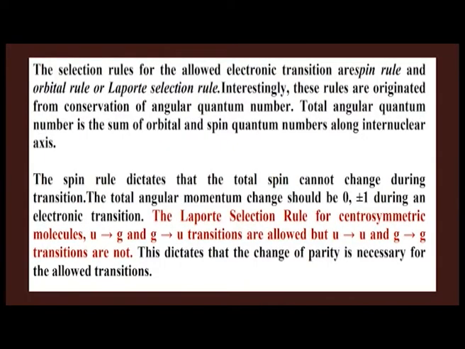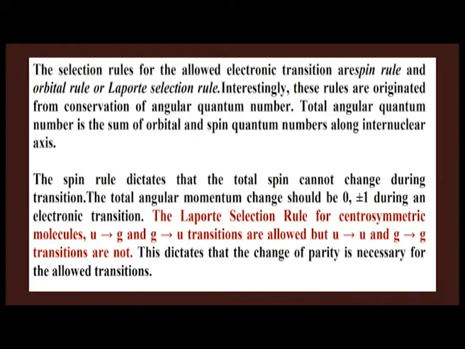All transitions are not allowed. There are some rules behind this. So let's discuss the selection rules. The selection rules for allowed transitions are the spin selection rule and the Laporte selection rule. Interestingly, these rules originate from conservation of angular quantum number. Total angular quantum number is the sum of orbital and spin quantum numbers along the internuclear axis. The spin rule dictates that the total spin cannot change during electronic transition. The total angular momentum change should be plus or minus 1 during the electronic transition.